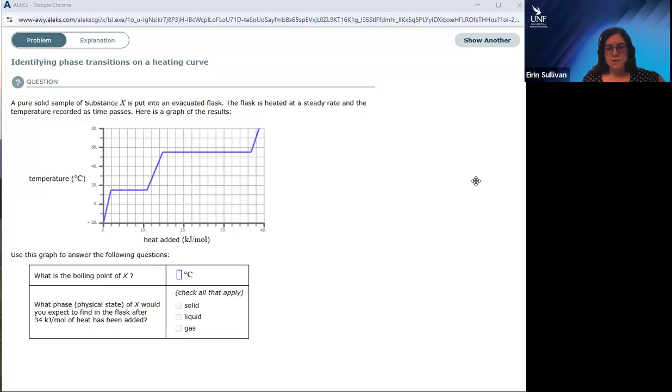Identifying phase transitions on a heating curve. So a heating curve is essentially showing temperature against heat added, okay? So they all are going to follow a very similar kind of shape, okay? So what is happening if we start at the 0 point, right at the origin, as we add heat, all that heat is going into raising the temperature of the substance.